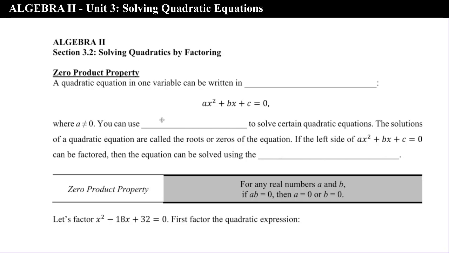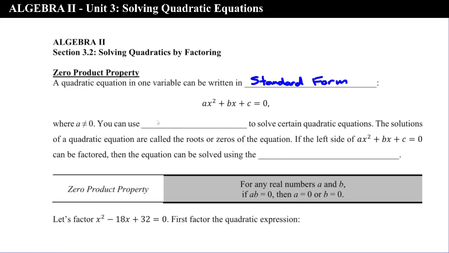A quadratic equation in one variable can be written in standard form. And this is the form that we are using most often in this unit. ax squared plus bx plus c equals 0. Now remember, if you have vertex form or intercept form, you can rewrite it into standard form. And again, a cannot be 0 because if a is 0, that term goes away and we're left with a linear equation, not a quadratic.